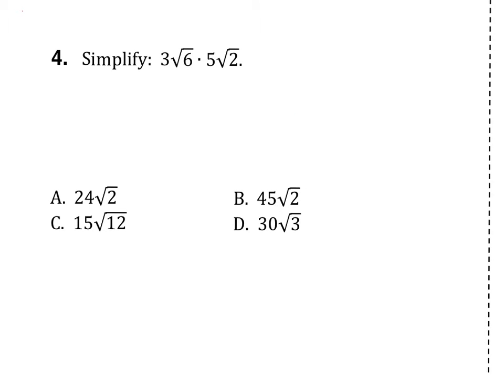Number 4, simplify 3 square roots of 6 times 5 square roots of 2. So if you recall, when you are trying to multiply radical expressions, I can multiply what's outside the radical together and what's inside the radical together. So 3 times 5 is 15, and then square root 6 times square root 2 is square root 12. However, that isn't the simplest form because I can continue to break down 12. So don't pick letter C.